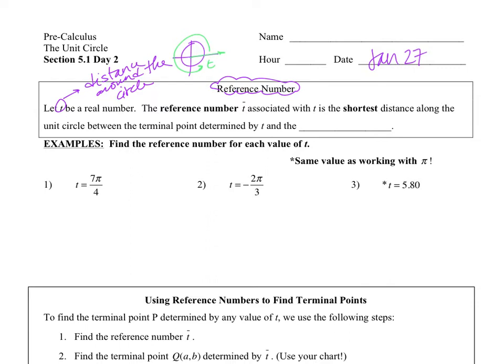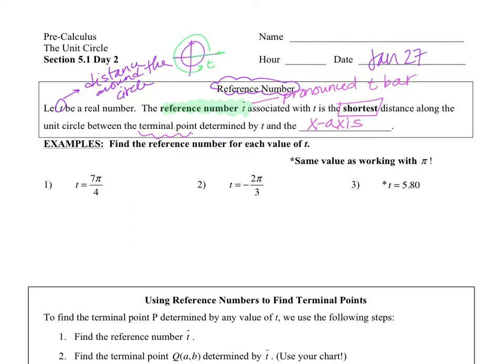Now, my reference number also has a T in it, but it's got that little bar on top. I say bar because that is how I pronounce it. This is pronounced T bar, okay? Some of you that have done some stat stuff understand that bar is a common math term. So my reference number is called T bar. And what that is, it is my shortest distance. So it's still a distance, but it's my shortest distance along the unit circle between the terminal point determined by T and the x-axis.